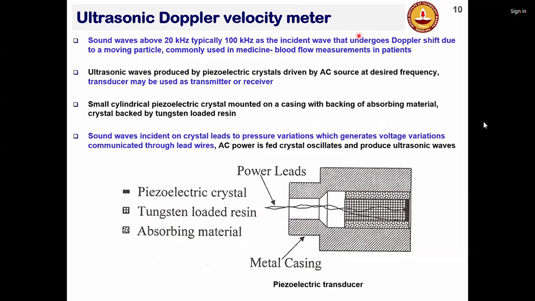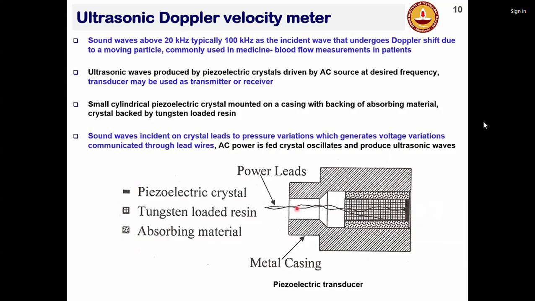First, I will talk about the construction of the ultrasonic velocimeter, and then we will talk about how it works. Typically, this is an ultrasonic velocimeter. The piezoelectric crystal is located here. This is basically the piezoelectric crystal, which is exposed to the flow. The flow may be on the right-hand side, somewhere here. This piezoelectric crystal basically gives the incident signal.